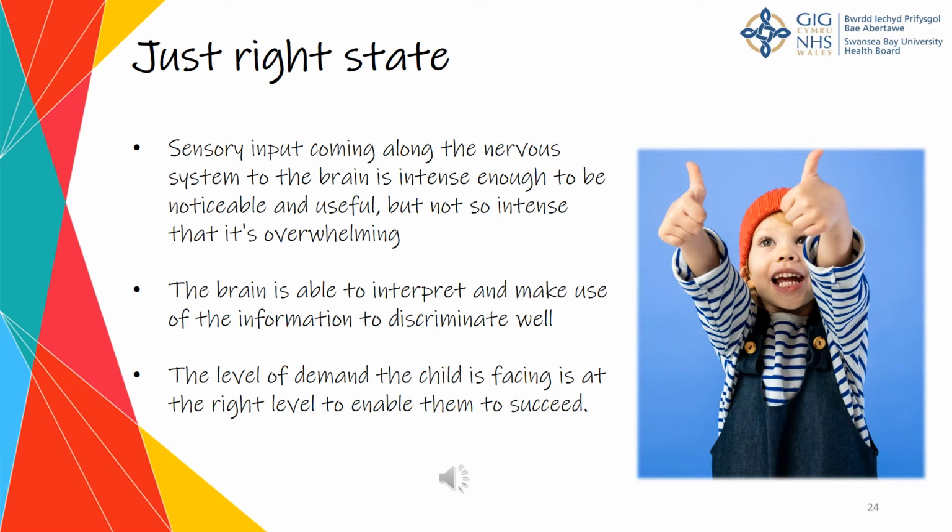The just right state is a phrase used to describe when a child is at the right level of arousal to make best use of the information. The information comes along intensely enough, but not at an overwhelming level. The brain can interpret and use the information, and the level of demand on the child is at the right level for them to succeed.